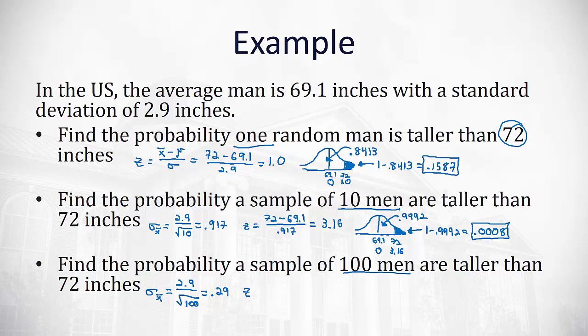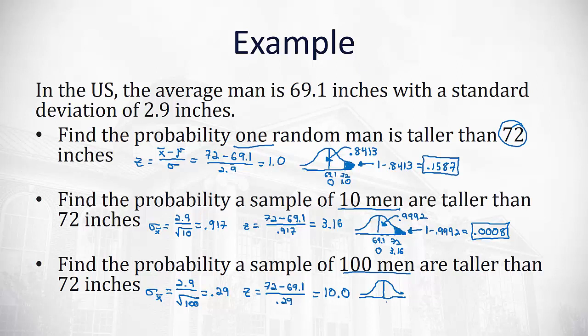And so now we take z equal to the mean that we want of 72 minus the average of the population, 69.1, divided by our new standard error of 0.29. And notice how much larger that's going to make our z-value. 72 minus 69.1 divided by 0.29. Now we have a z-value of 10.0.